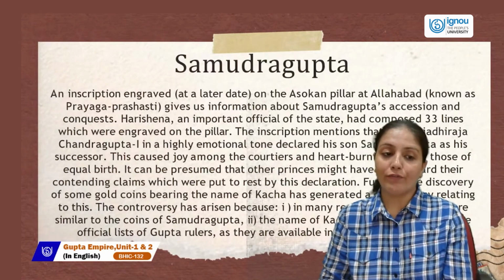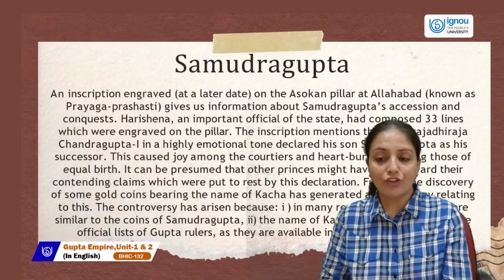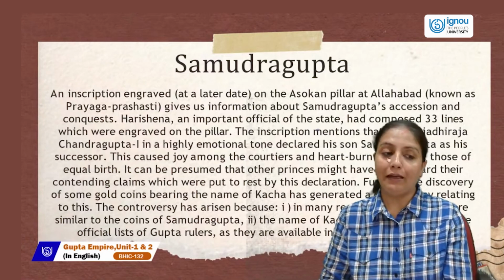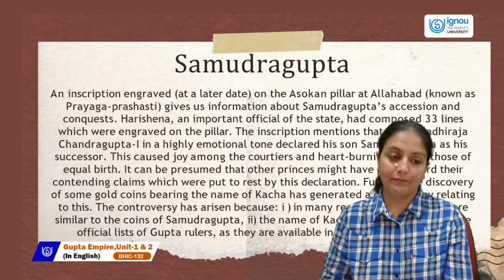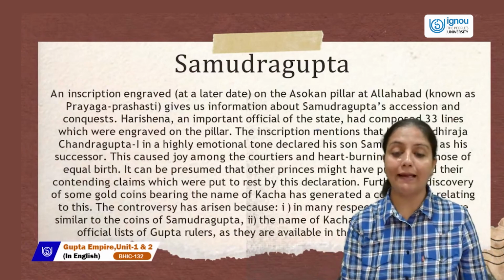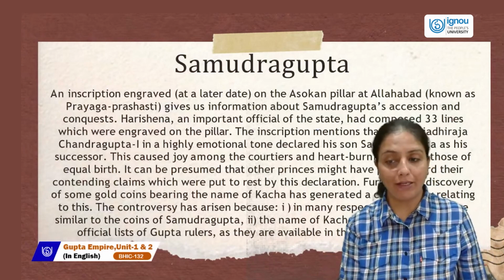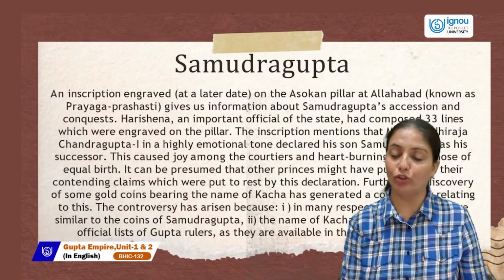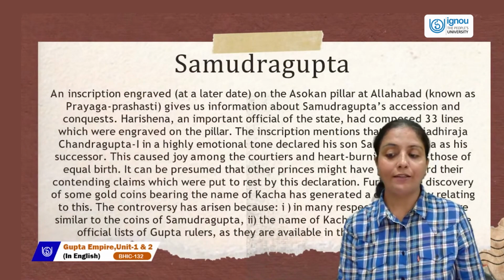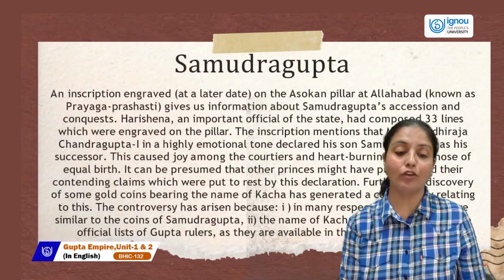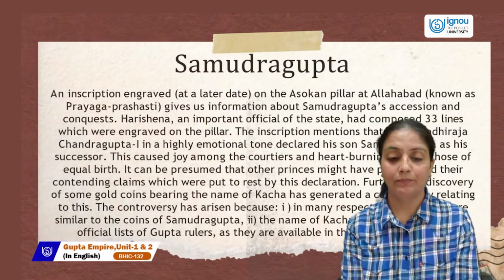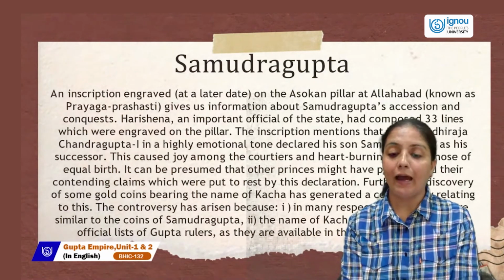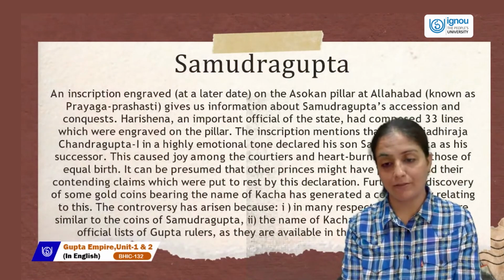Further, the discovery of some gold coins bearing the name of Kacha has generated a controversy relating to this. The controversy has arisen because, in many respects, Kacha's coins are similar to the coins of Samudragupta. Next, the name of Kacha does not appear in the official list of Gupta rulers as they are available in Gupta inscriptions.